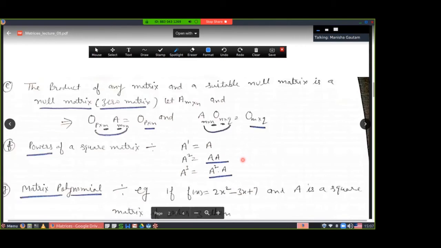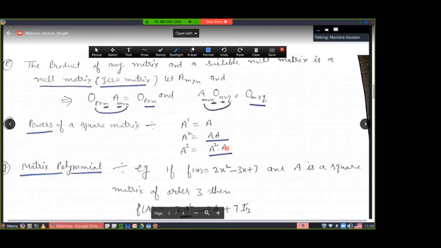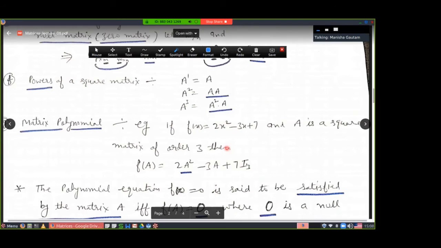Next one is powers of a square matrix. A to the power 1 means matrix A only. A square means A multiplied by A. A cube means the square of the matrix multiplied by A. These are used in the case of polynomial of a matrix. You will do questions related to such cases.